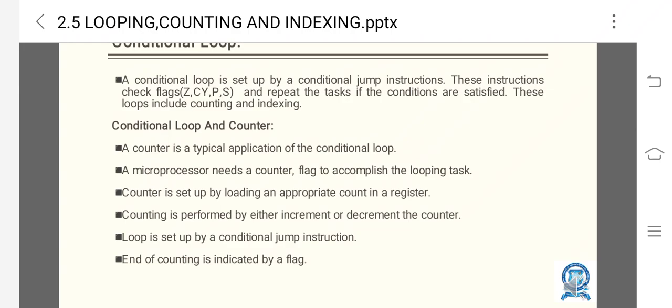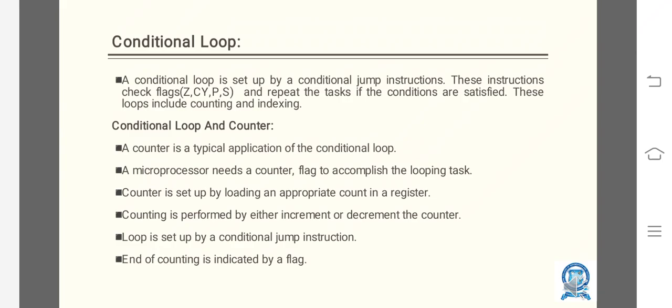Conditional loop and counter: a counter is a typical application of the conditional loop. A microprocessor needs a counter flag to accomplish the looping task. A counter is set up by loading an appropriate count in a register. Counting is performed by either incrementing or decrementing the counter. The loop is set up by the conditional jump instruction. The end of counting is indicated by a flag.